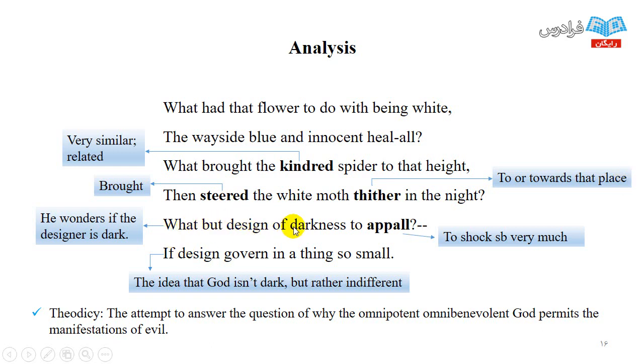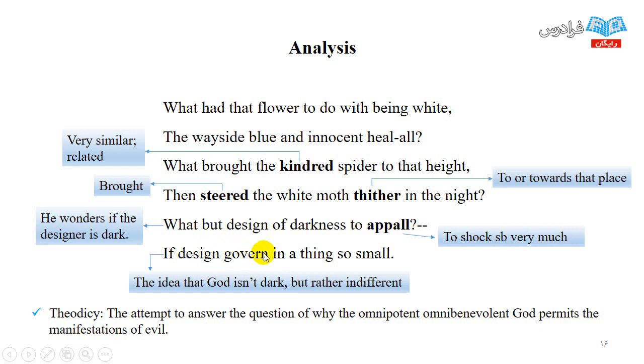What but design of darkness to appall, if design govern in a thing so small? In the last two lines of the poem, the speaker tries to answer the questions he has just asked. Appall means to shock somebody very much. Here the speaker wonders if the designer is dark and evil.